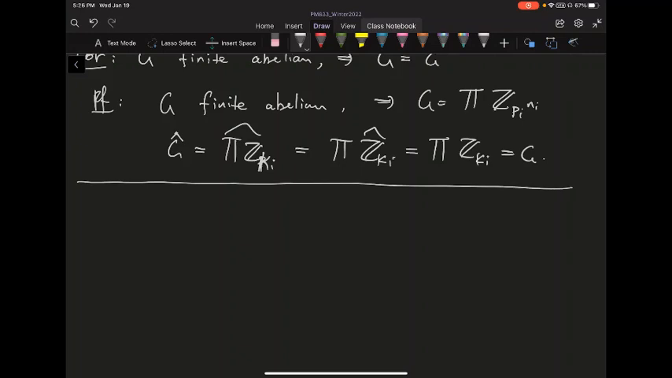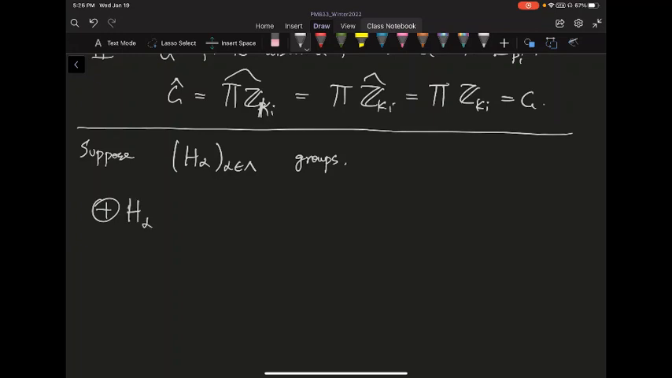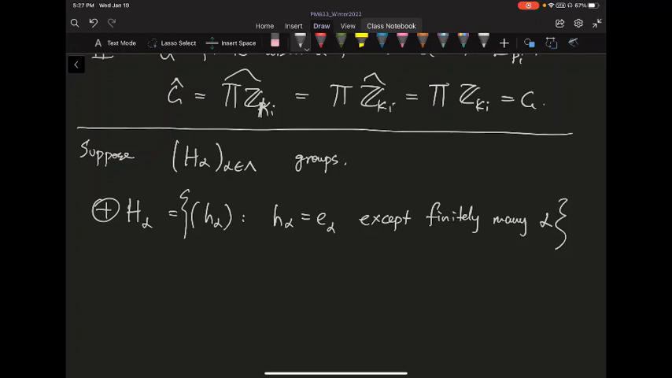All right, so let's define the following. Suppose I have maybe uncountably many groups H alpha, with alpha inside some index set. Let's define the direct sum of these H alpha. It's going to be all the elements where all of the coordinates are equal to the identity, let's use e alpha as the identity, except for finitely many alpha. So it looks like a direct product, but it's a much smaller group.